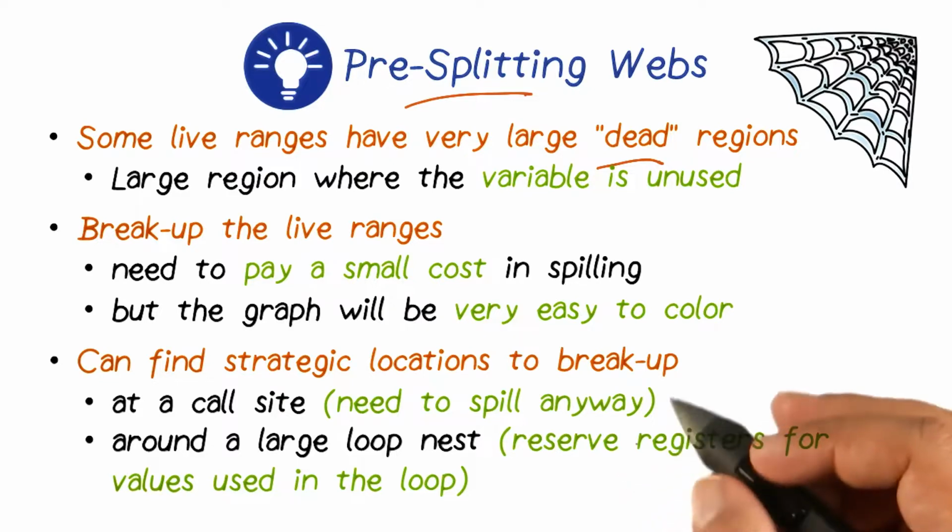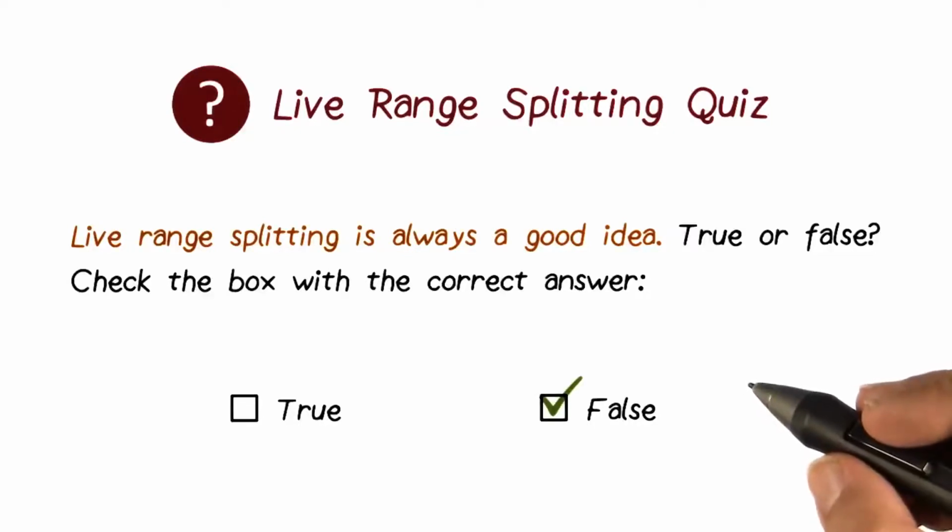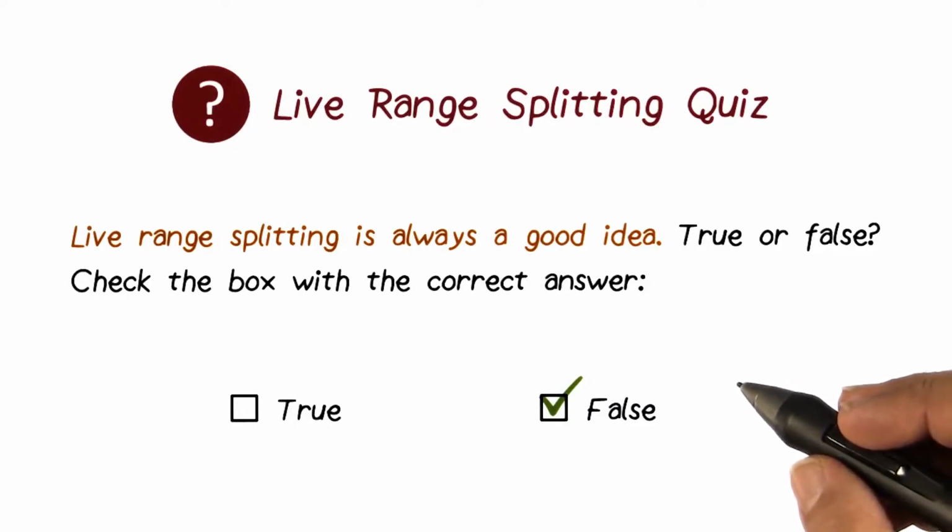So student, let's test our knowledge now after seeing all different kinds of register allocation ideas. The last idea that we are going to test our knowledge about is live range splitting. So the statement is: live range splitting is always a good idea, true or false? Please go ahead and mark your answers now. And the correct answer is live range splitting is not always a good idea. That is, the statement is false.